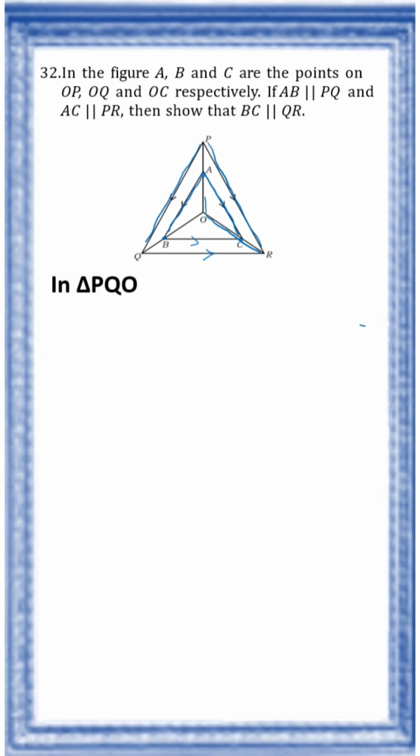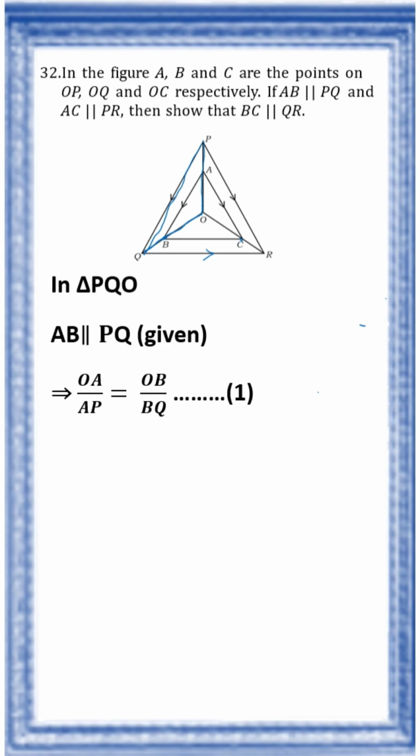Now in triangle POQ, where is POQ? Observe this one, POQ. You can clearly see that AB is parallel to PQ, isn't it? So it is given. So now we can say that OA by AP is equal to OB by BQ. Let this be equation number 1. Why? This is so because of BPT.